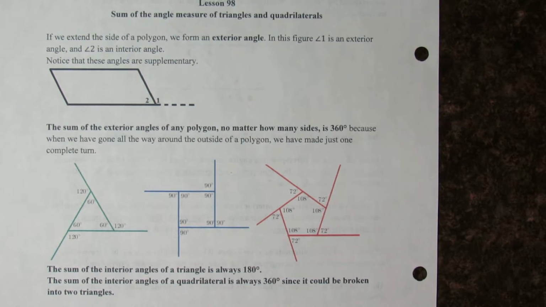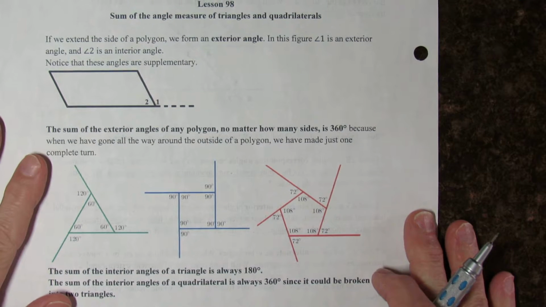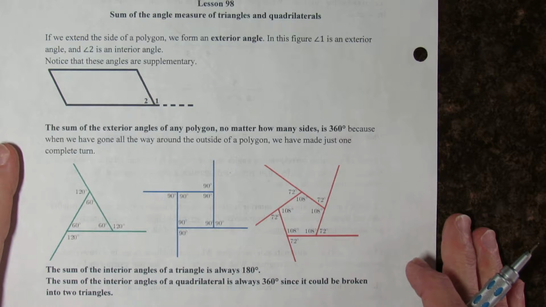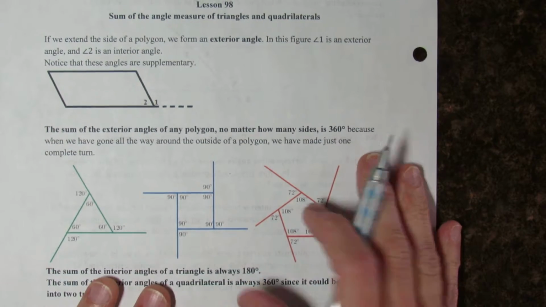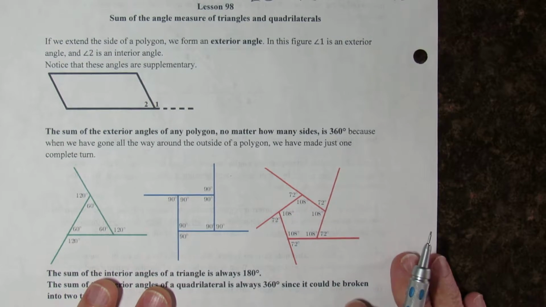Okay, so we're going to finish up the notes that we missed, that we didn't finish up in class. And this is talking about the angle measures in polygons, triangles, and quadrilaterals. All right, so first thing we need to understand is the difference between an exterior angle and an interior angle.